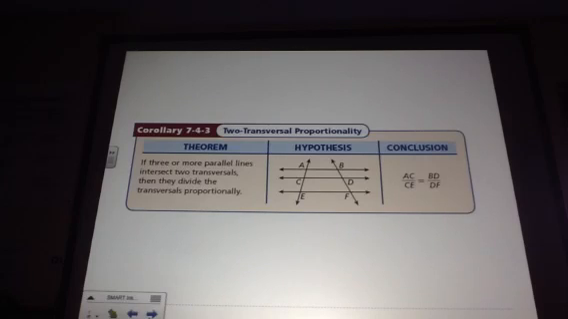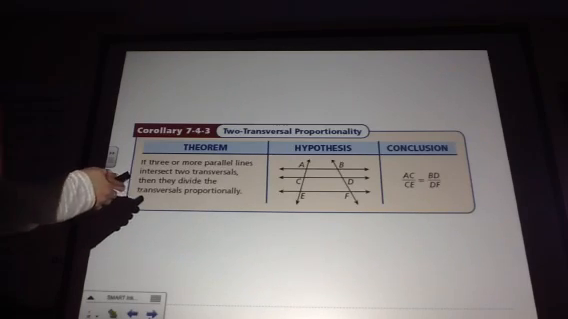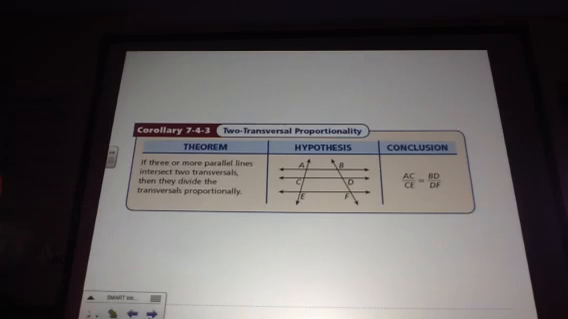Okay, two transversal proportionality theorem. If 3 or more parallel lines intersect two transversals, okay, so what we have here, even though they're not marked as parallel, but you've got AB, CD, EF, those are 3 parallel lines. Your transversals are AE and BF. Then they divide the transversals proportionally. So what that says is AC over CE is equal to BD over DF.